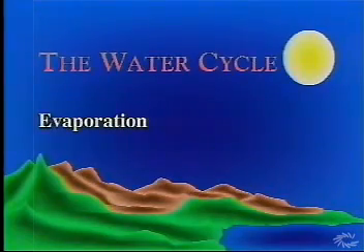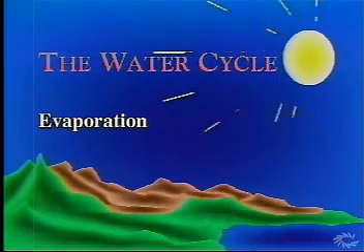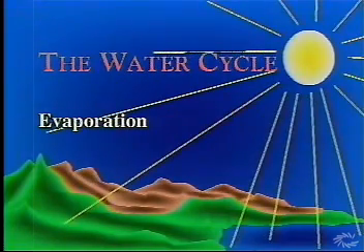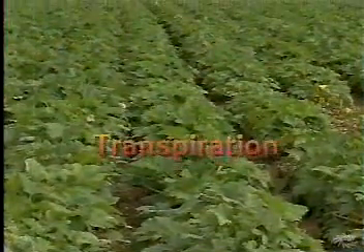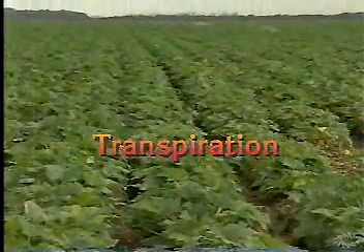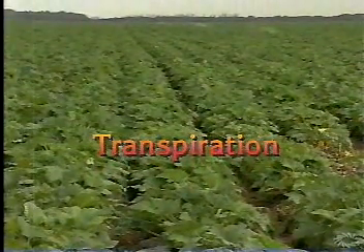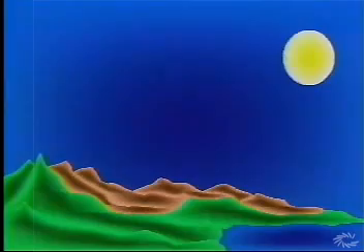Heat energy causes water in the oceans, lakes, and soil to evaporate. The heat causes molecules to move faster and farther apart. The liquid water may change to a gaseous state, called water vapor, and rise into the atmosphere. Moisture is also added to the atmosphere when plants release water vapor from their leaves in a process called transpiration.